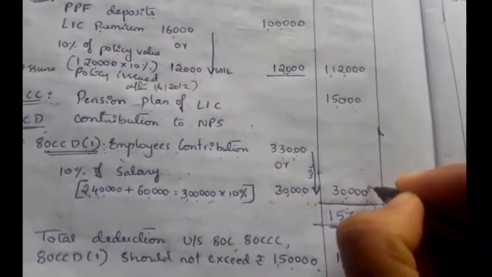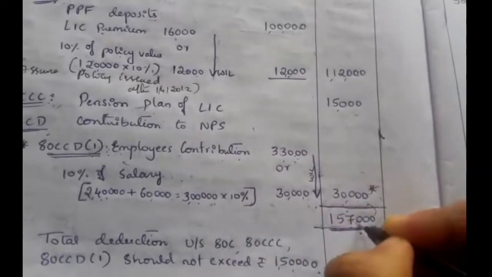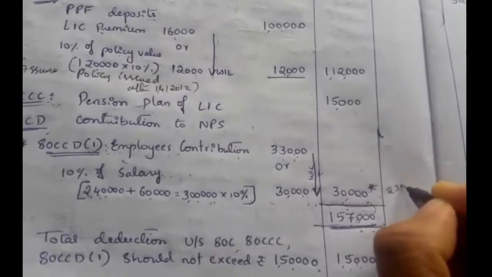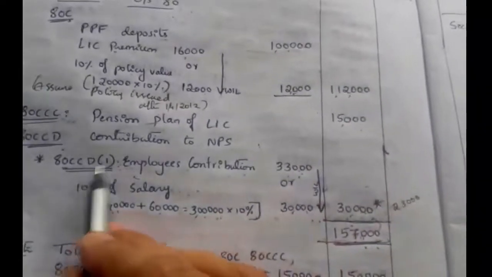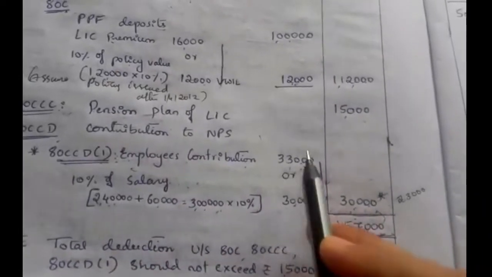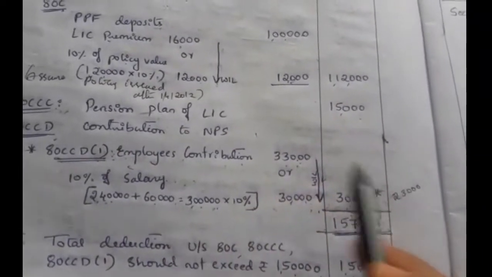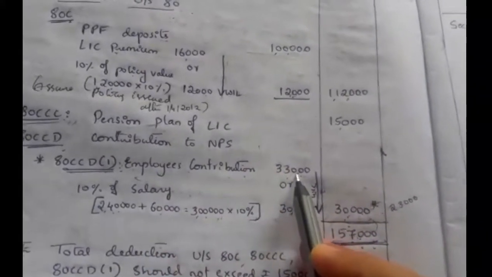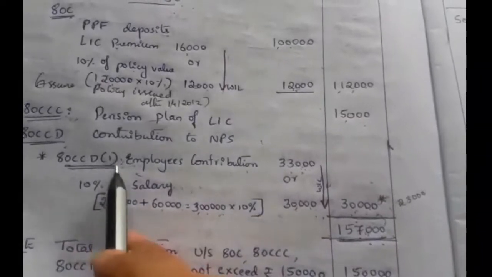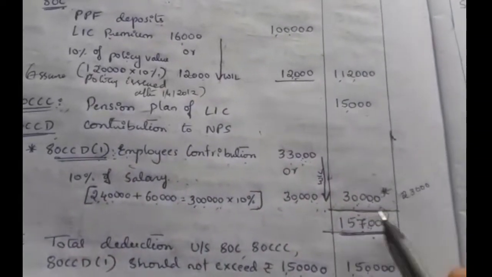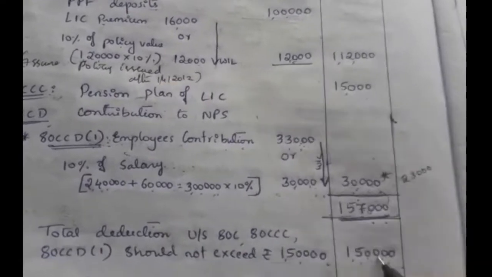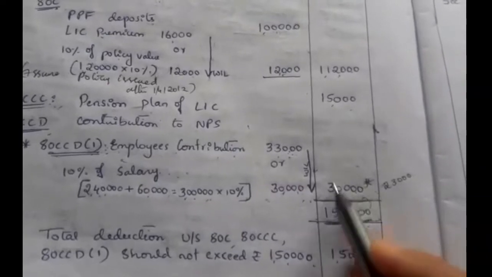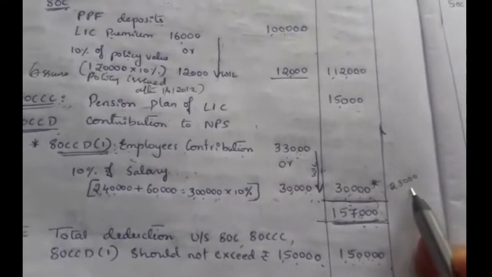Here, how much did he actually claim? This 7,000 we have to exclude, means 30,000 minus 7,000 equals 23,000 he actually claimed under section 80CCD 1. His actual contribution to NPS by the employee is 33,000, but under section 80CCD 1 he claimed only 23,000, because in order to stay within the maximum limit of 1,50,000, 7,000 is excluded here.